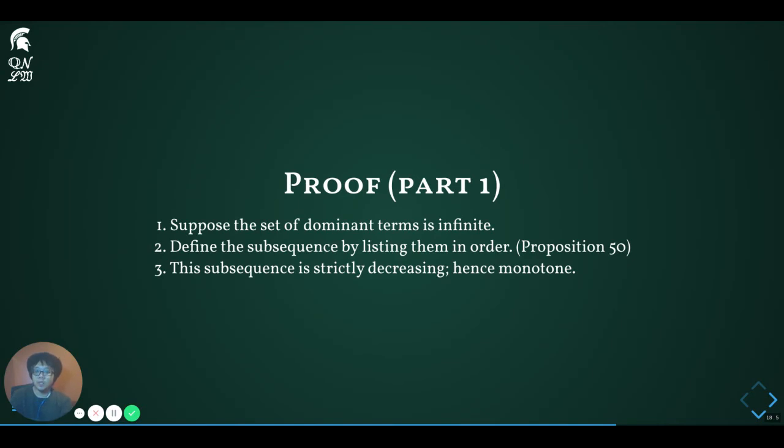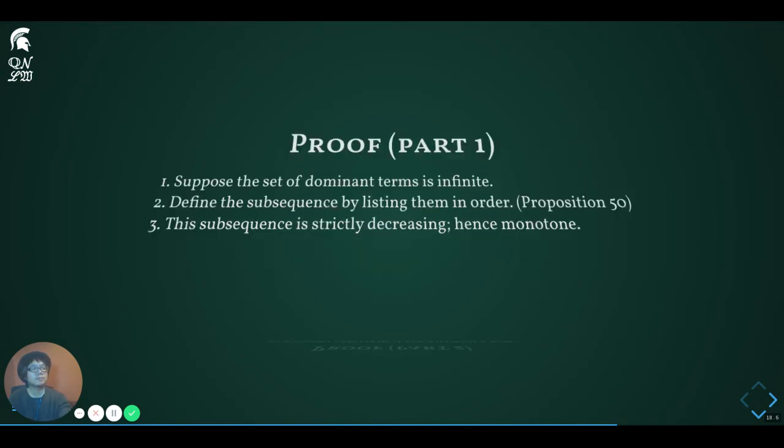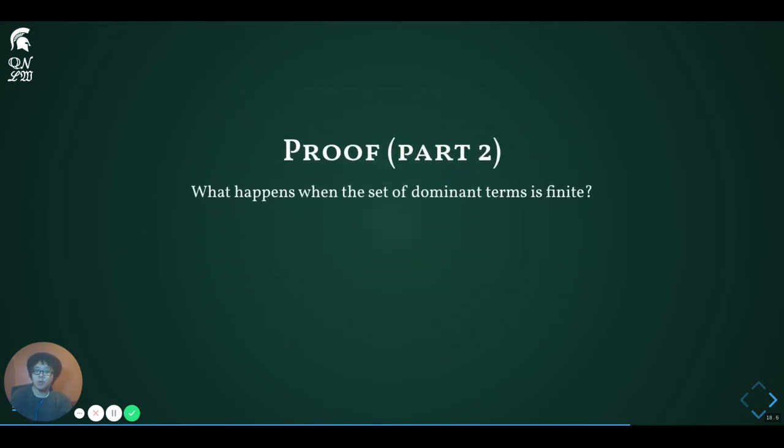Just to recap what we said earlier, we start by considering the set of all dominant terms. If this set is infinite, then the corresponding subsequence is strictly decreasing, and we found a monotone subsequence. So, the enemy is what happens when the set of dominant terms is finite. Let's talk through what this could mean. First, the definition of dominance is that every subsequent term is smaller.